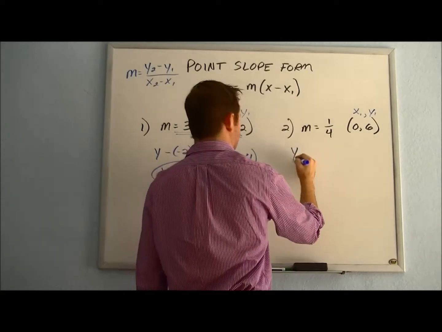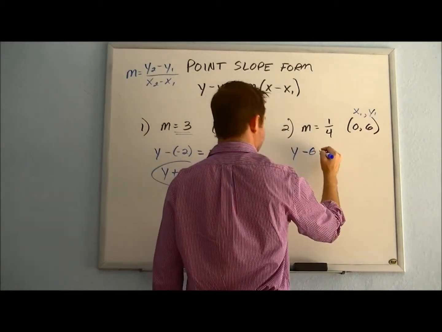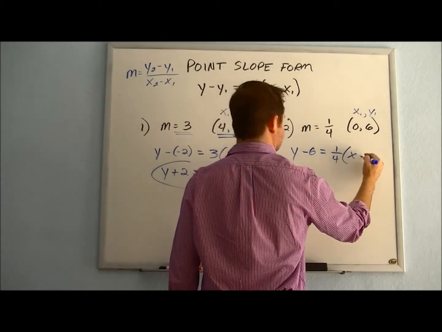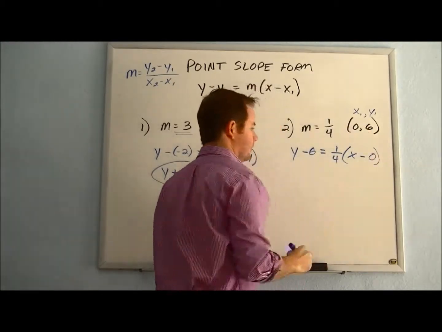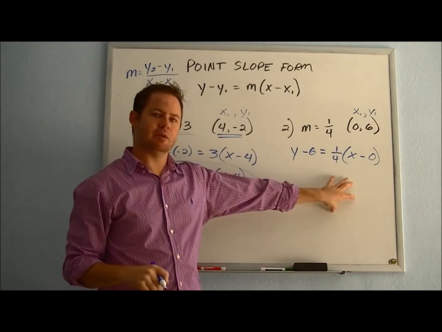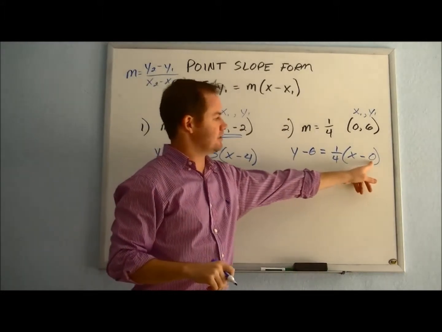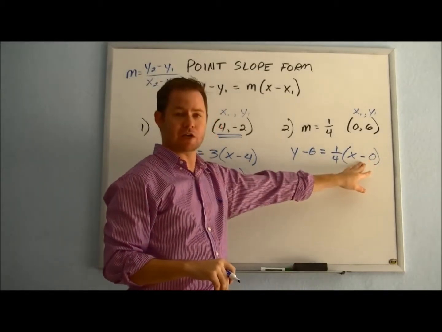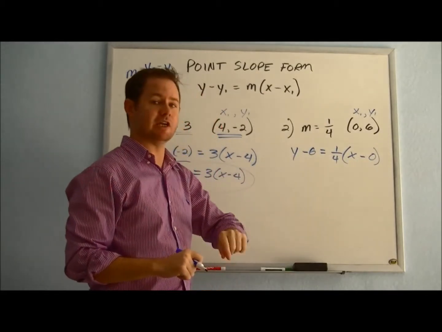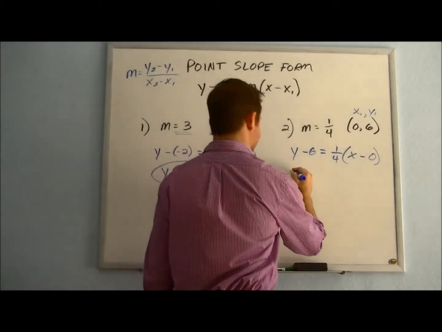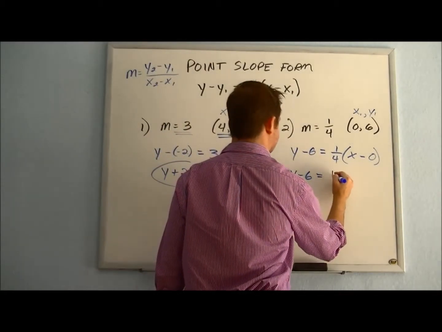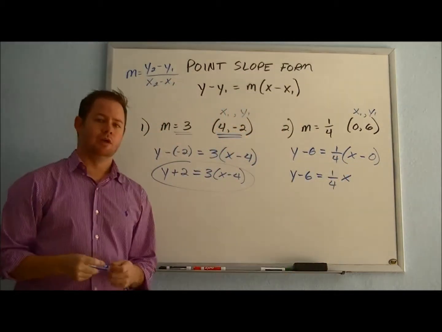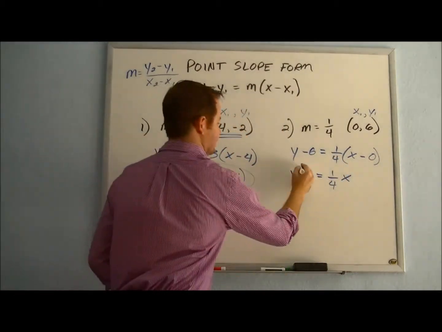So y minus y1 is y minus 6 equals 1/4 times x minus x1, which is 0. And to tidy this up a little bit, if we have minus 0, we can ignore that because minus 0 just means that you're not changing the value. It's the same as if it just said x. So this would simplify to y minus 6 equals 1/4 x. Let me just go ahead and circle our answer.